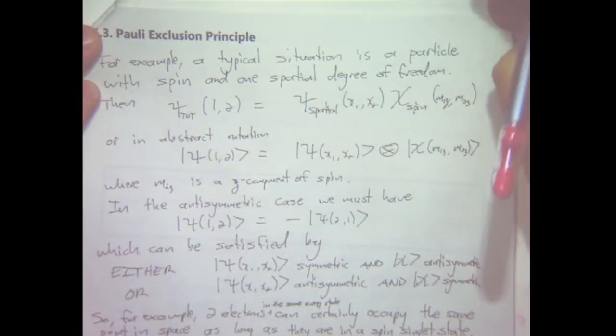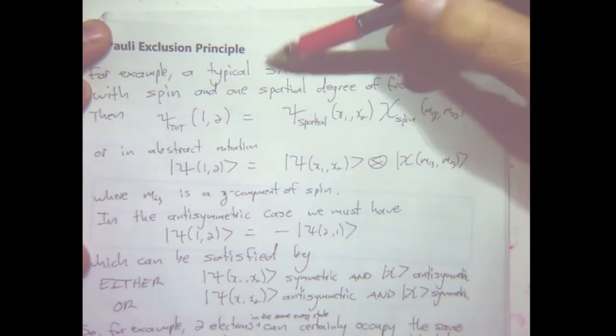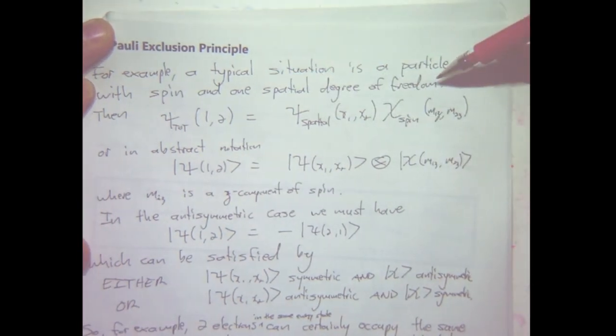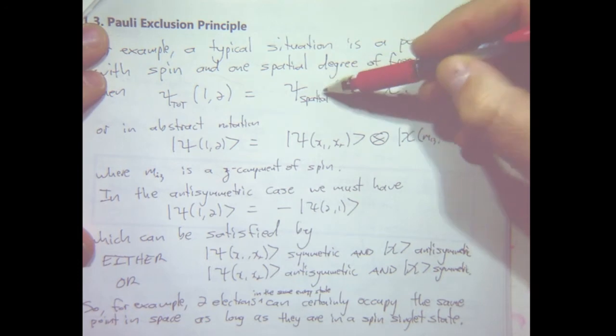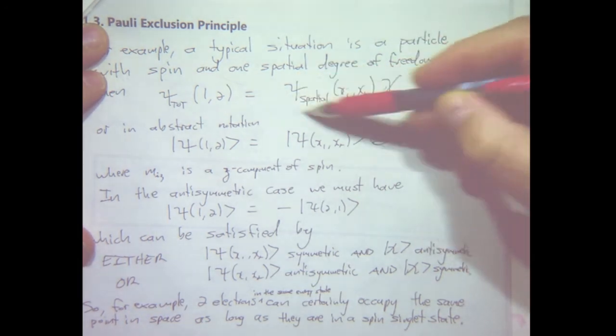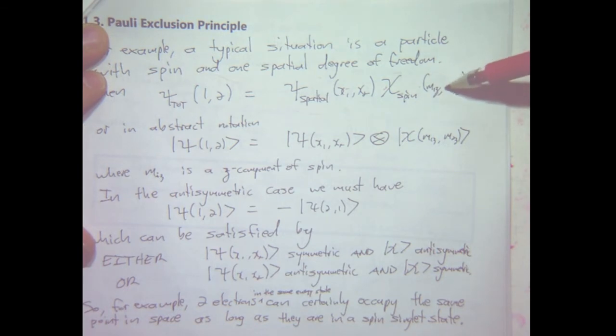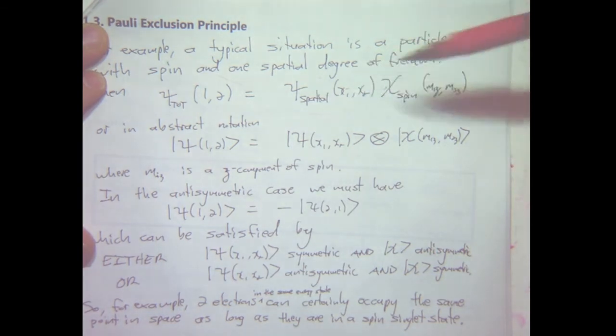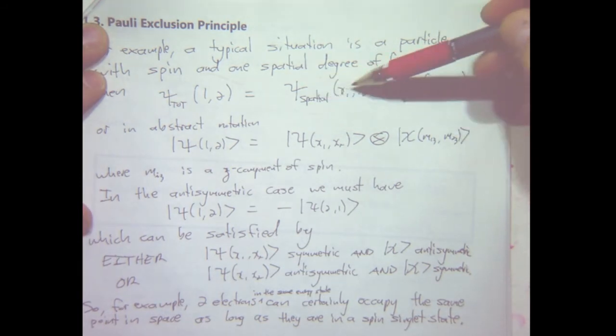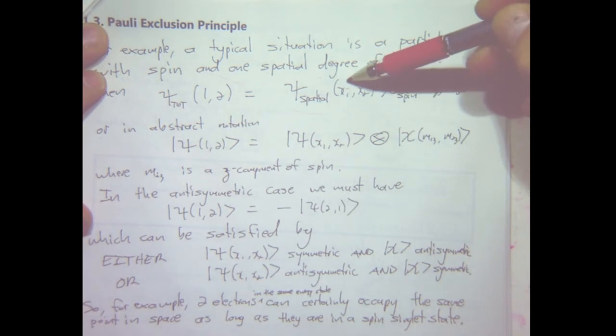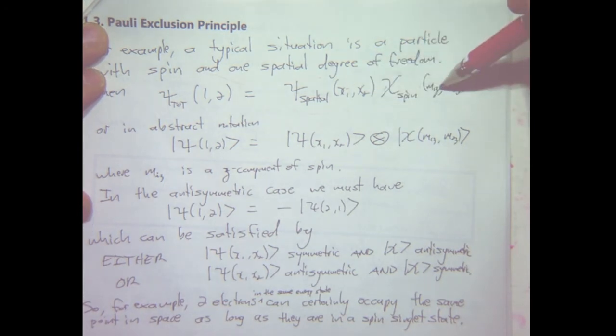Okay, now, Pauli exclusion principle. A typical situation, and this is an illustration of the point I made about totally symmetric and totally anti-symmetric, is a particle with spin and one spatial degree of freedom. So the total wave function is a product of the spatial wave function and the spin wave function. In the position basis, the spatial wave function is a function of x1 and x2. And the spin is a function of the z projection of each individual spin, of the two particles.